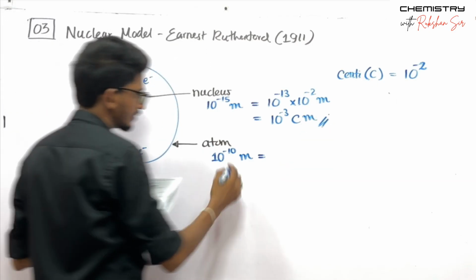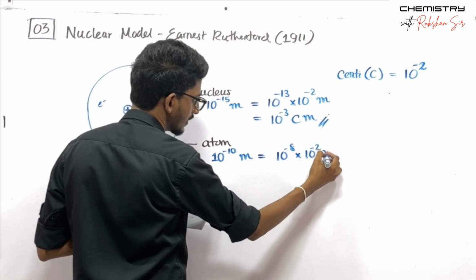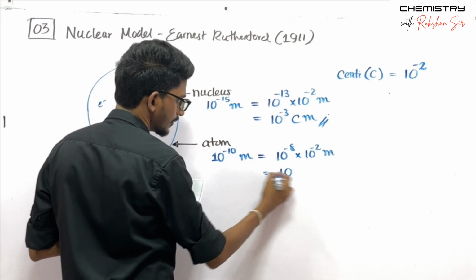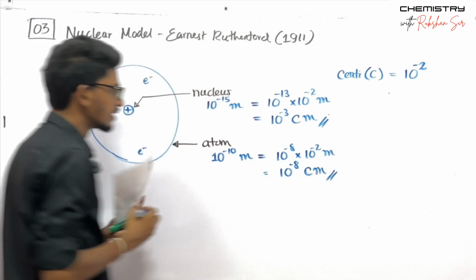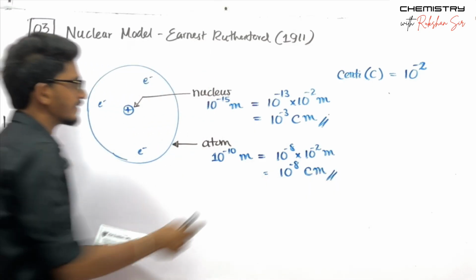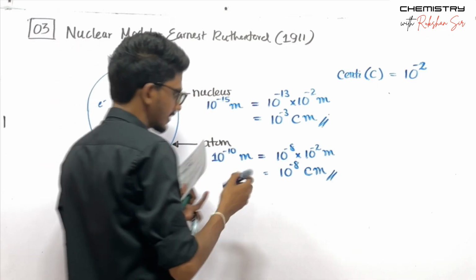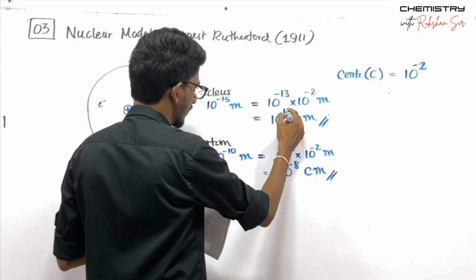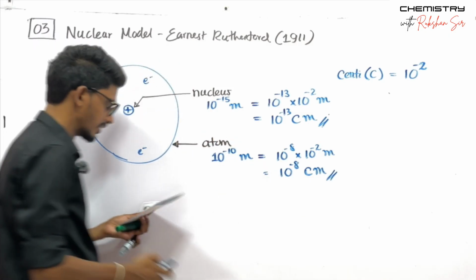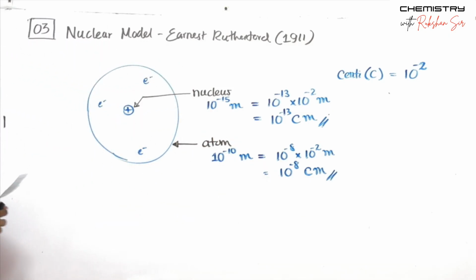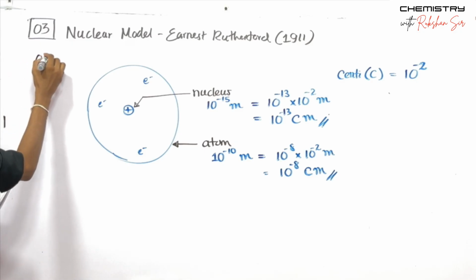What about the atom? This can be written as 10 to the power minus 8 into 10 to the power minus 2 meters. 10 to the power minus 2 can be written as centimeters. So in centimeters terms, the size of the nucleus is 10 to the power minus 13 centimeters, and the size of the atom is 10 to the power minus 8 centimeters, right? So we can use the same setup for question number 4 as well.